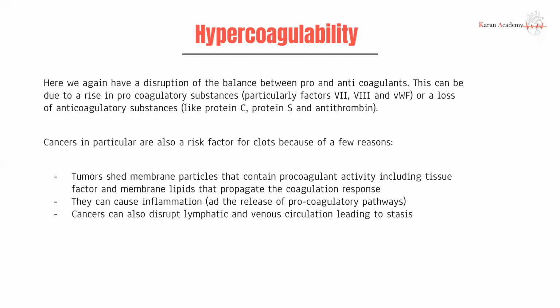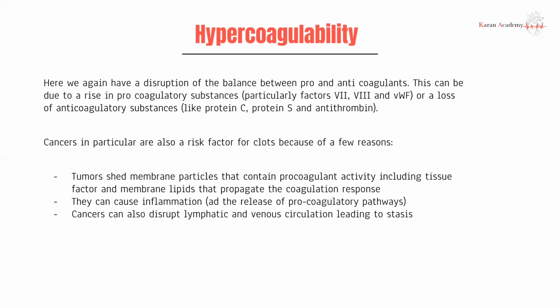Cancers are also a huge risk factor for clots because of the same hypercoagulability phenomenon. Why does this happen? Well, firstly, tumors, which are obviously abnormal growths and lumps of cells, have surface membranes that contain procoagulatory tissues, right? And when the tumors shed, and that's something that happens when you have tons of growth, some of the membrane will actually shed, and when it does, it can lead to procoagulatory activity.